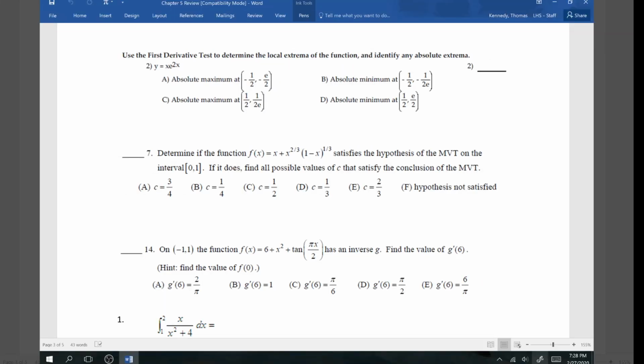Okay, so use the first derivative test to determine the local extrema of the function and identify any absolute extrema. Well, if you look at the multiple choice, all you have to do is decide whether or not the absolute maximum or minimum happens at 1/2 or at -1/2, and what that y value is. So that makes this quite a bit easier than those directions make this sound. So all I have to do is take the derivative, a prime b plus a b prime looks like that.